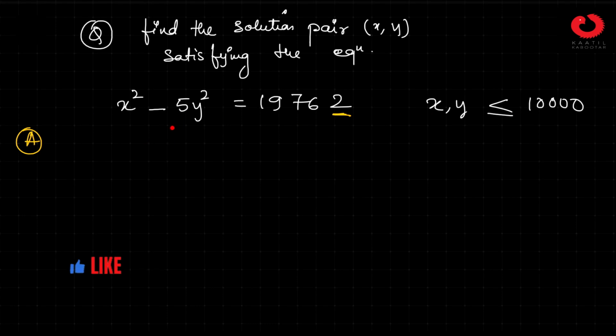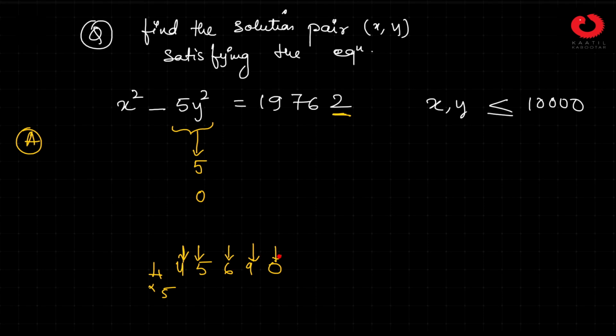We know that any number when multiplied by 5 will end with either 5 or 0. You can take any number: y square may end with 1, not 2, not 3, then 4 or 5 or 6, not 7, not 8, then 9 and 0. If you multiply any one of these with 5, you can see it will end with either 5 or 0. So this particular number will end with either 5 or 0.